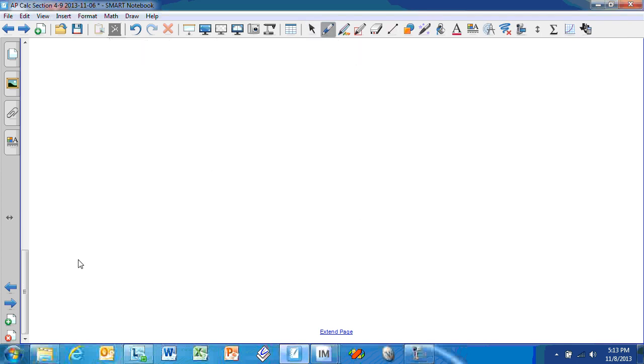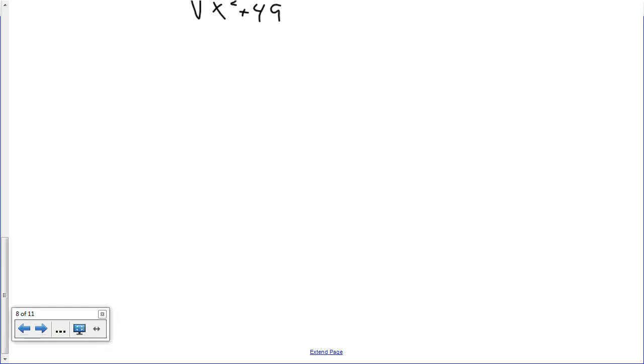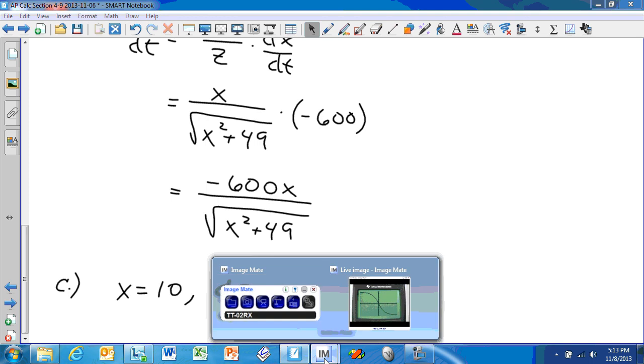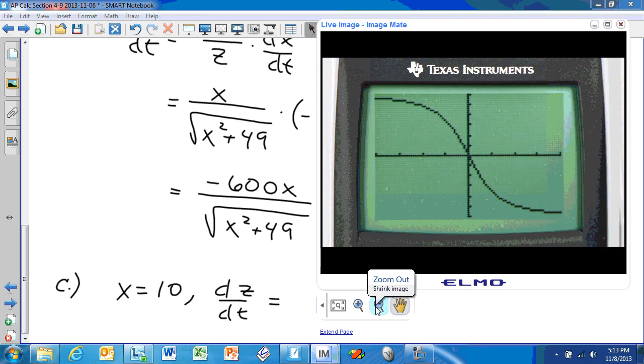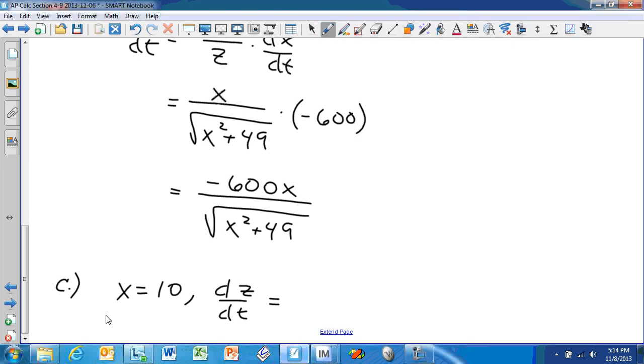All right, so let's try that out. So for part C, when x is equal to 10, the question is what does dz dt equal? And I already have the equation for dz dt in my calculator, so I'm just going to go back to my calculator actually and use it to evaluate this. I can go to the table, or I can do it right here from this home screen, or from the graphing screen, and just trace it to x equals 10, and we get negative 491.539.